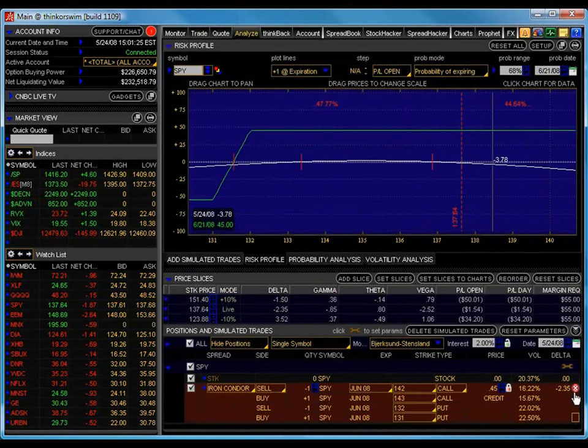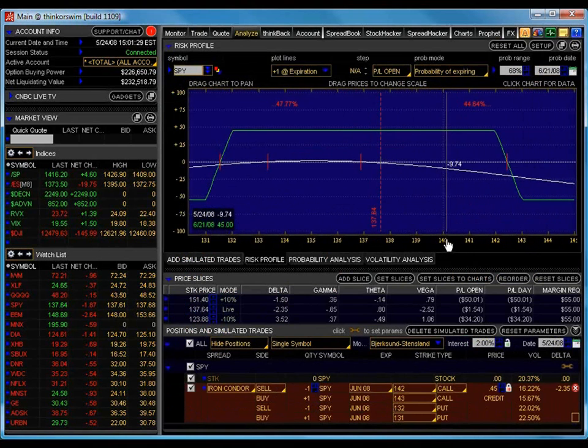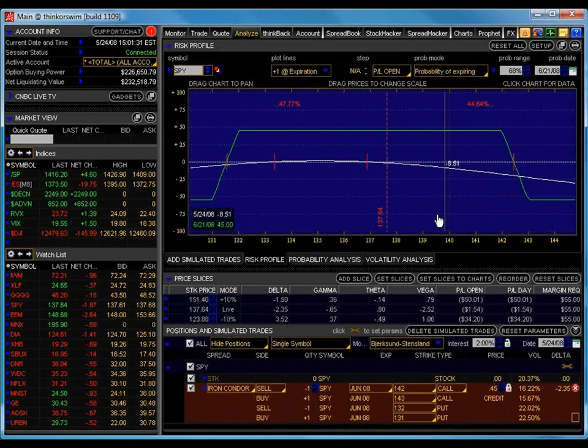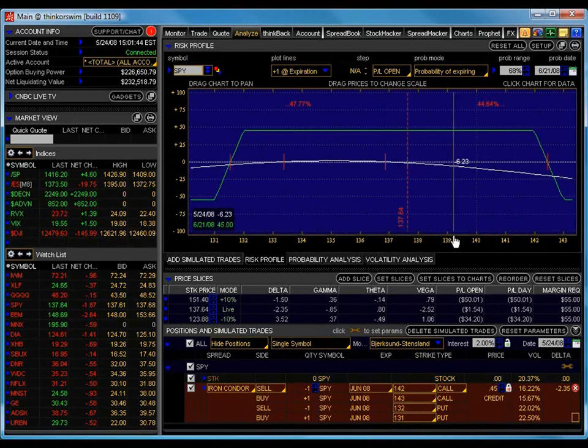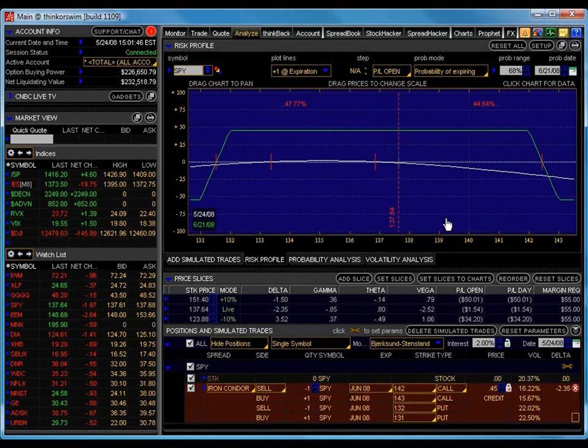And I just need to get rid of that one. There we go. This is what an iron condor looks like. At expiration, we make our maximum profit anywhere between 132 and 142. So we've got a pretty wide range in which the price of the underlying stock can move. And if it stays within this range prior to expiration, we achieve our maximum profit.